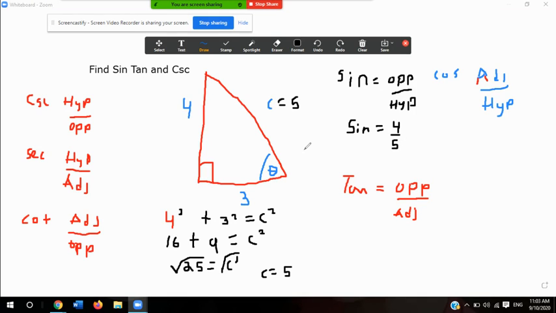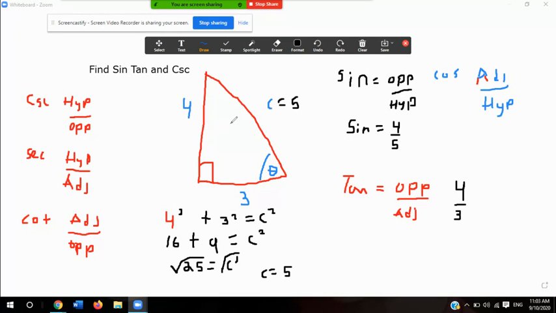Now, we're going to do the same thing to find the other thing they want us to find, which is the tangent. Tangent is opposite over adjacent. Opposite to the z angle is 4, and adjacent to the z angle is 3. So we have that our tangent is actually 4 thirds, or 4 over 3. You don't have to turn that into a decimal or anything like that. Just leave it expressed.